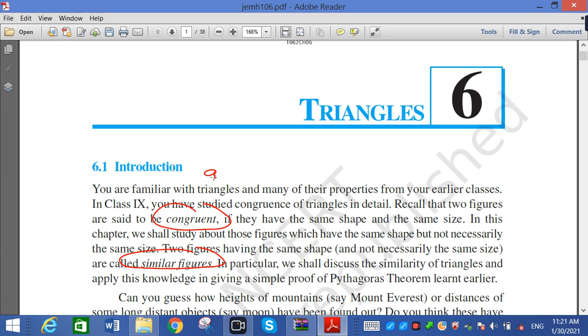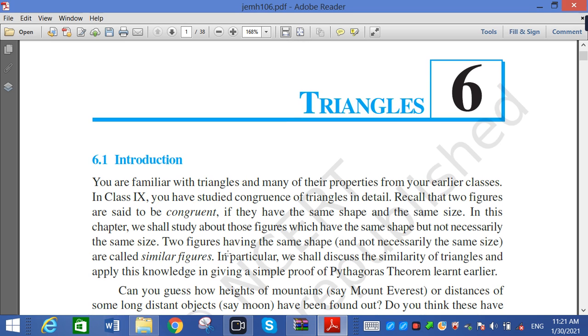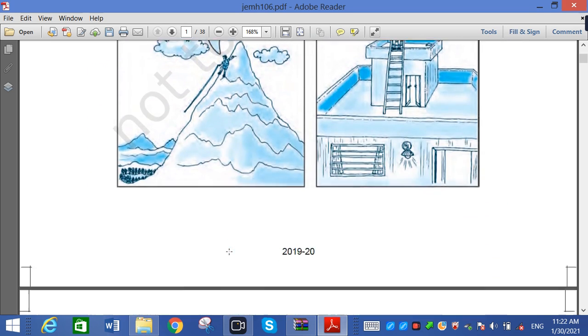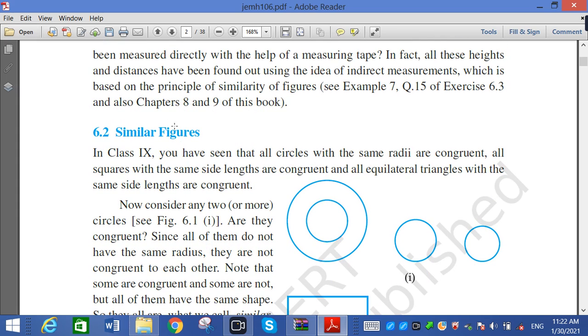In 9th standard we discussed congruent. Now in 10th standard we discuss similar. So that we discuss in this chapter. First of all, related to similar: squares with the same side length are congruent, and all equilateral triangles with the same side are also congruent. We can say they are also similar.